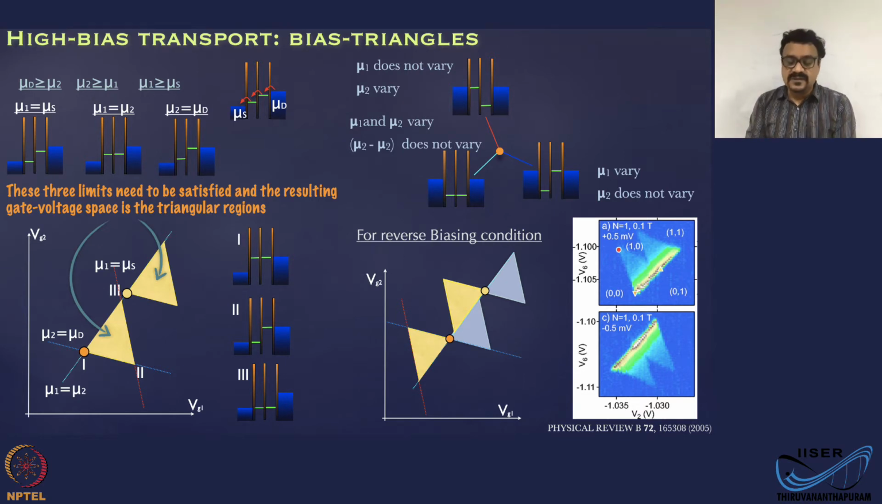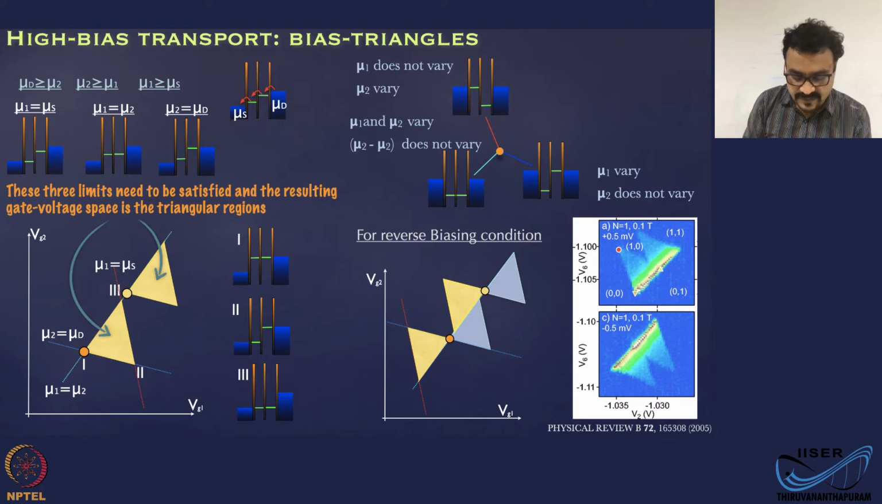So these three slopes are here. And whatever the conditions that we discussed here: in one case mu2 is resonant with the drain, in the second case mu1 is equal to mu2, and in the third case mu s is equal to mu1. These are the three conditions, and these lines are the limiting cases for these conditions. What that means is, for a current to flow through the system, you need to have these three conditions met, or the area in the VG1, VG2 space enclosed by these three lines satisfies these three conditions together.